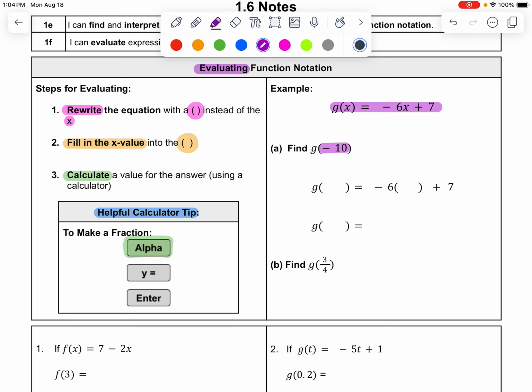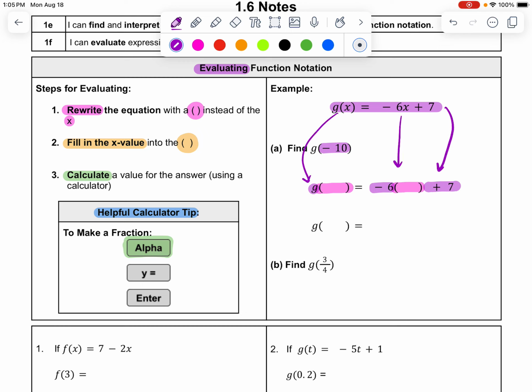There's just going to be empty parentheses. You'll notice the g is still at the beginning, and then there's an empty parentheses. Then we have the equals, just like the original equation had, and then the -6, and then an empty parentheses, and then the +7. So it's this exact equation, it's just copied with empty parentheses instead of x's.